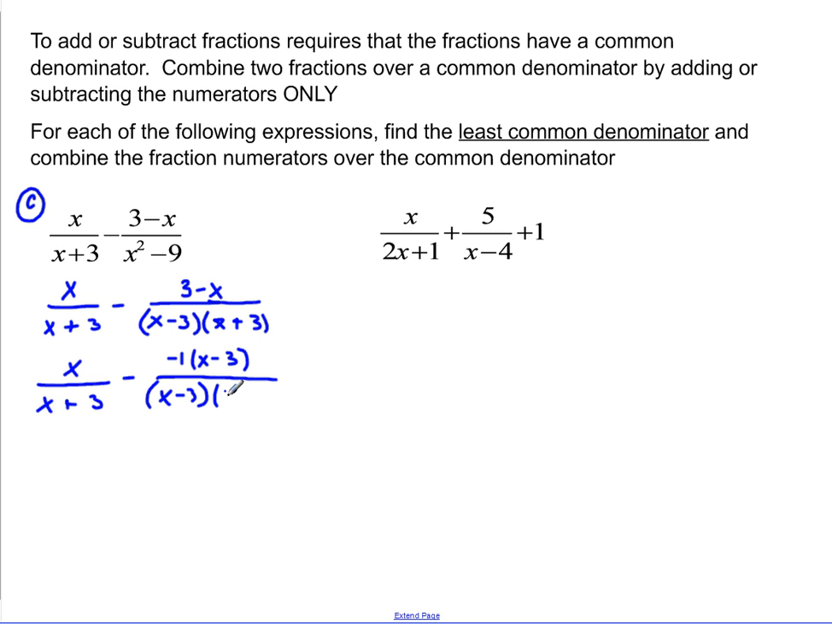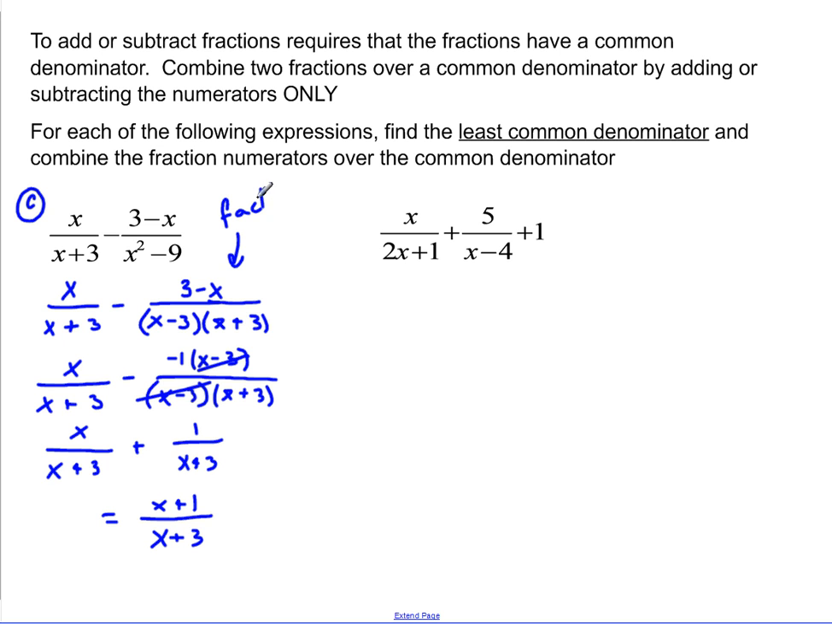divided by x minus 3 times x plus 3. And now you can see that there's definitely a factor that we can cancel from the numerator and denominator. And we're left with x over x plus 3 plus 1 over x plus 3. So when we add these together, our reduced fraction will be x plus 1 divided by x plus 3. Right? The lesson here is that when you start adding and subtracting fractions, again, start with factoring if possible.